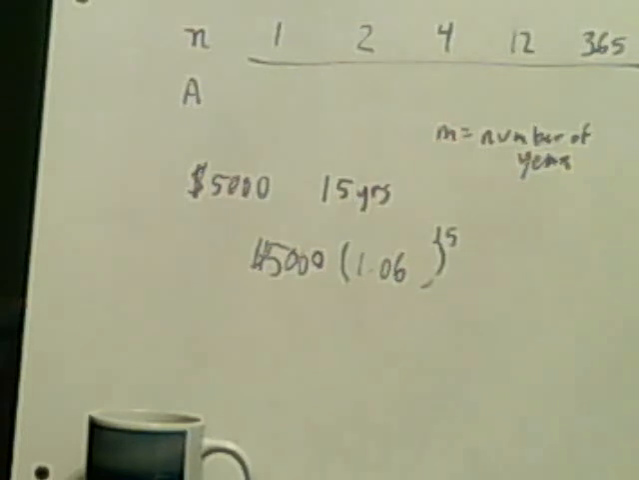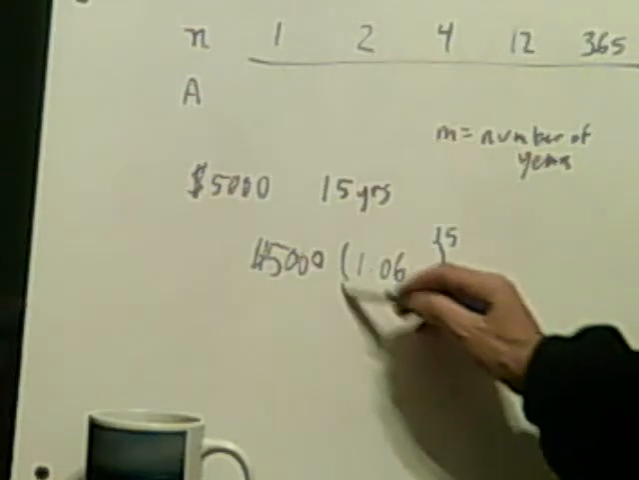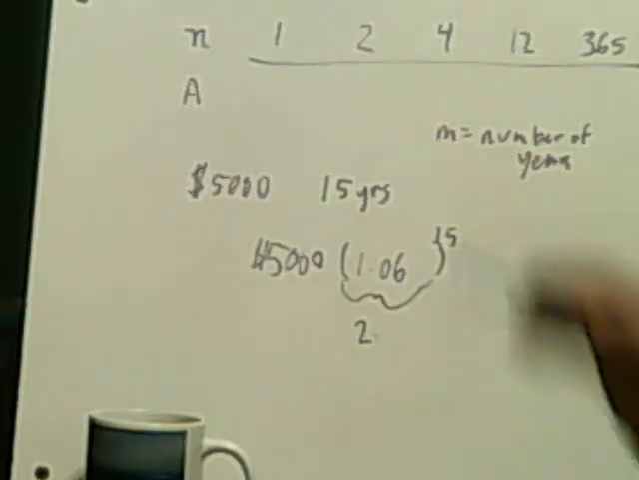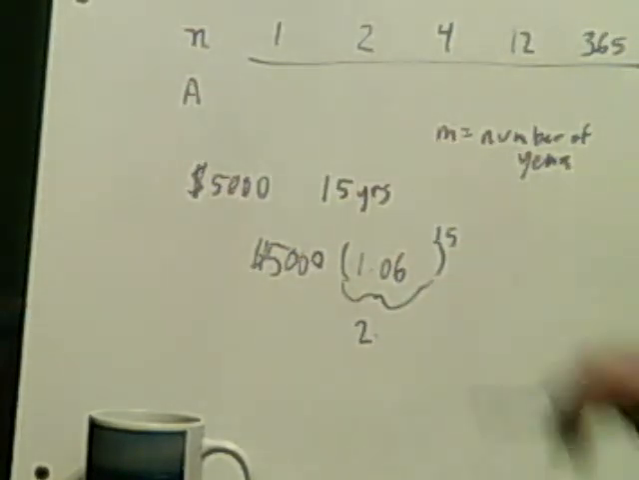But I do have a calculator on my computer. So I can take 1.06 and I can put in x to the y. I can put in 15 and equal. And it comes out to 2. This factor alone comes out to 2.397.